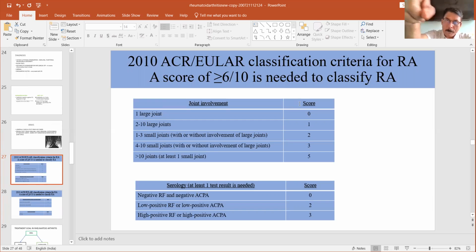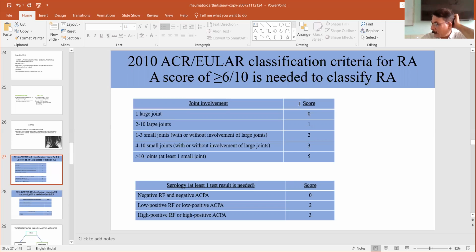ACR guideline, go out. ACR guideline in there, then you have to know this thing. Large joint, 0.2 to 10, large joint, 1 mark. So these marks are important. Marks are important. That is how you have to calculate this.